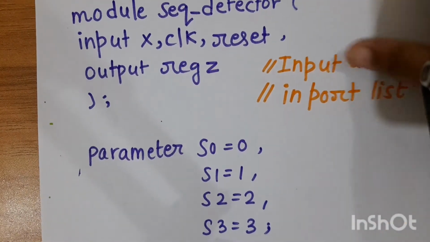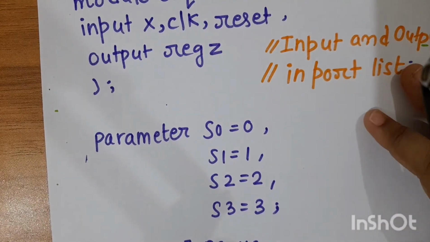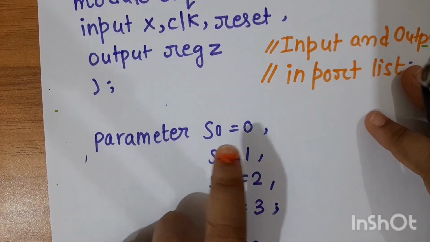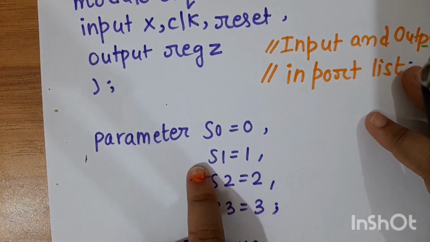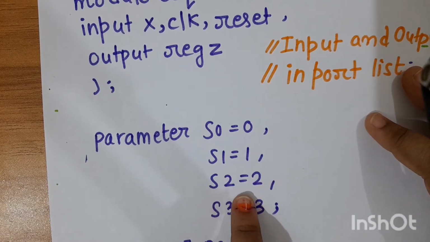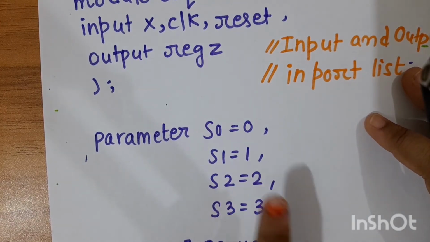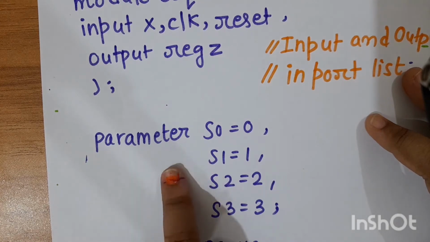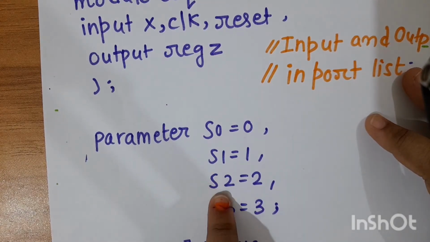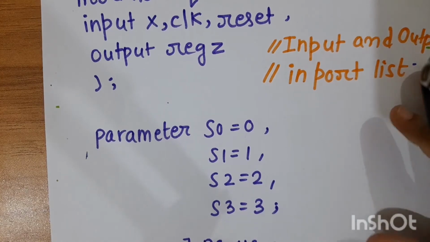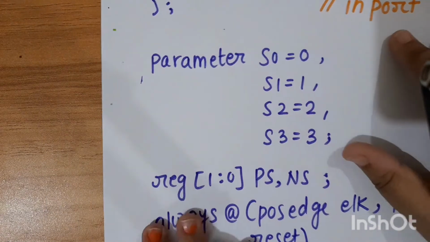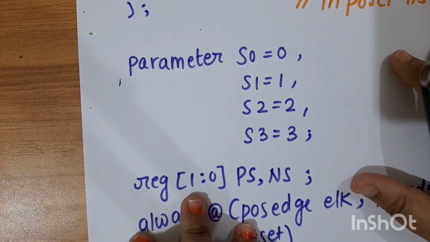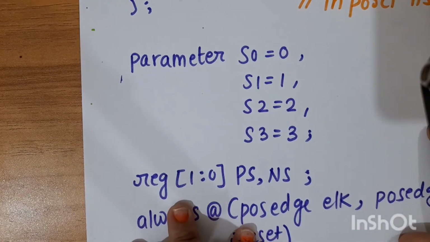Now parameter. For the states, I am declaring the parameters. 4 states, 4 parameters. S0 equal to 0, comma, S1 equal to 1, comma, S2 equal to 2, comma, S3 equal to 3. Please note instead of commas, I could have used semicolons. But if I had used semicolons, then there would have had to be a separate parameter keyword for S1 also, S2 also, and S3 also.